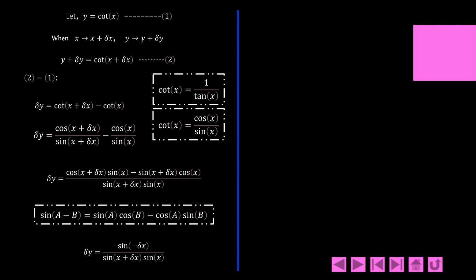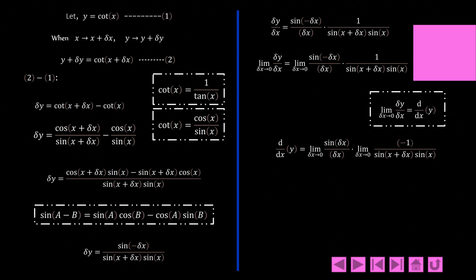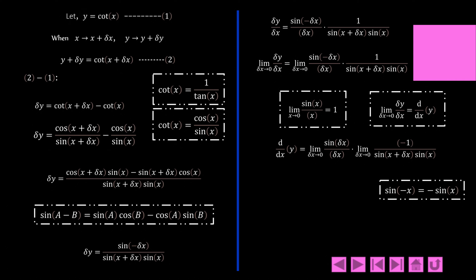To find our derivative rate, let's divide both sides by our change in x, delta x. Now, we apply the limit as delta x approaches 0 to both sides. The left side becomes our derivative notation, d over dx of y. On the right side, remember that sine is an odd function. So sine of minus delta x becomes negative sine of delta x. We pull that negative out to isolate our standard limit block.